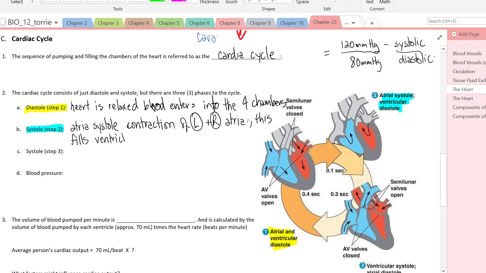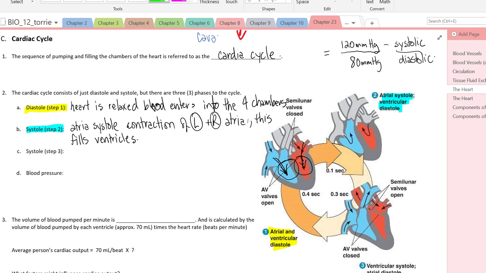So you got to remember that the ventricles hold a significantly greater volume of blood than the atria. So when diastole happens, the atria will fill up very quickly, but the ventricles probably aren't completely full. So the action of atrial systole, the atria contract and send blood down into the ventricles, completely filling those ventricles.